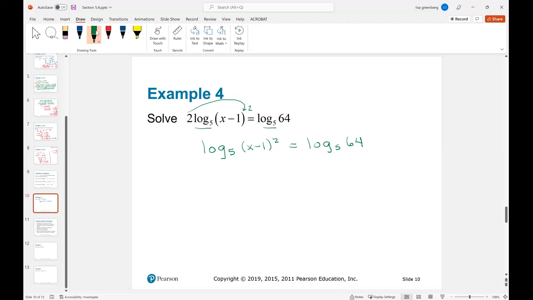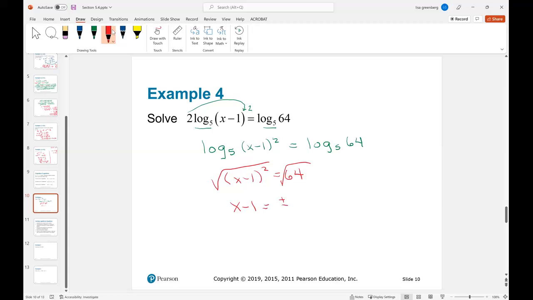And now I have the log of u equals the log of v, because I could say u is equal to x minus 1 squared and v is equal to 64. So I can get rid of the logs and I can say x minus 1 squared is equal to 64. And honestly, I could do a lot of things here, but the easiest thing to do is take the square root of both sides. So I'm going to take the square root of both sides, which gives me x minus 1 equals plus or minus.